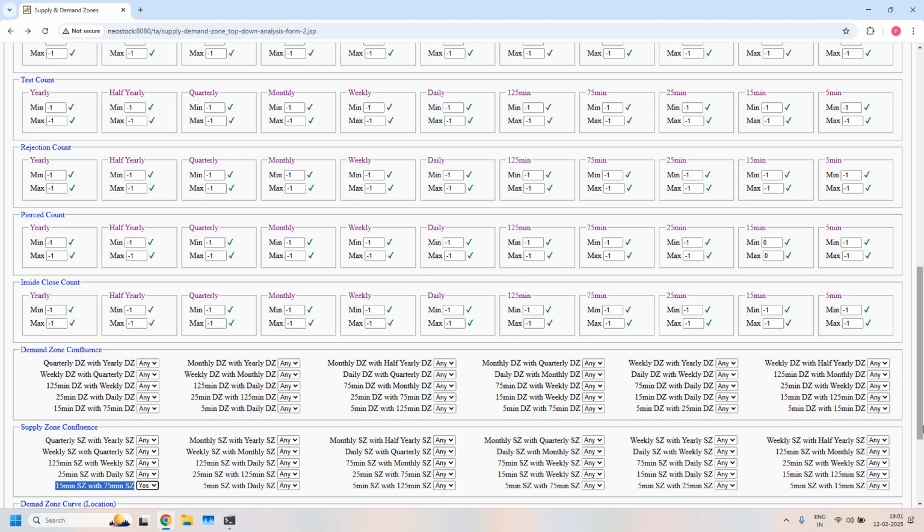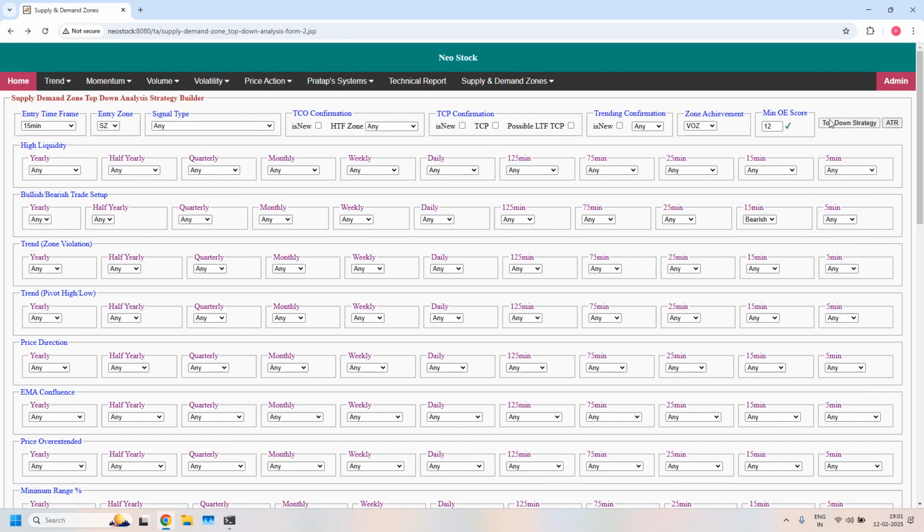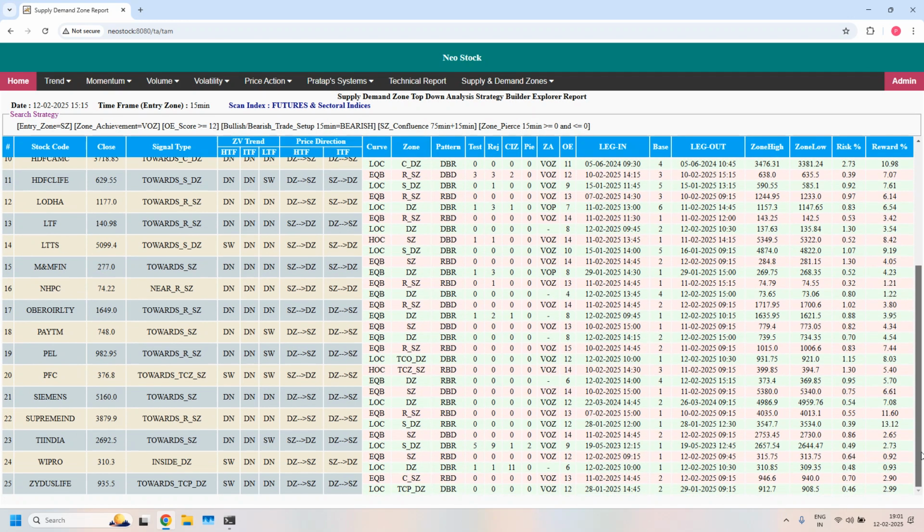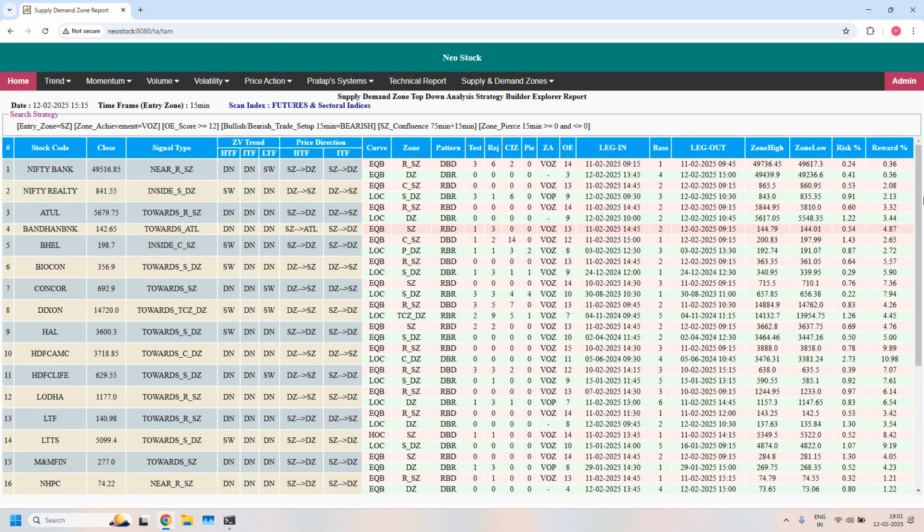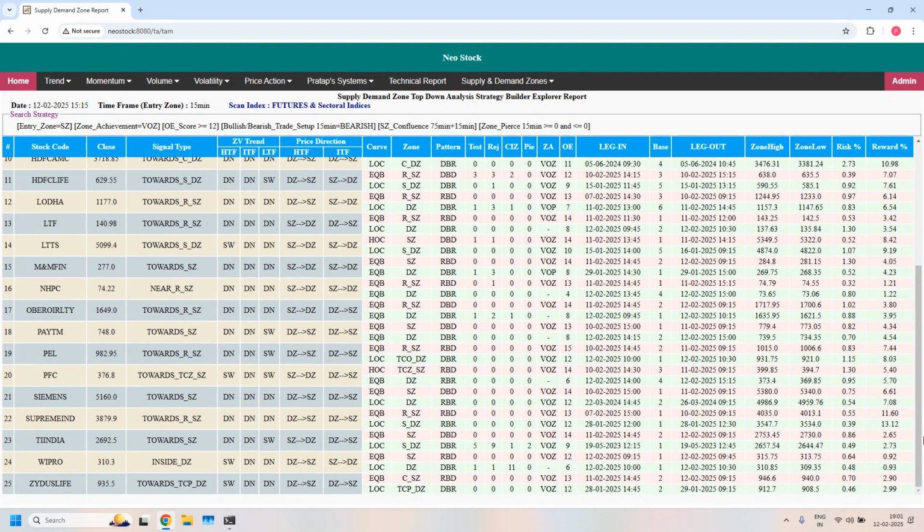So enable the filter. With this filter, we got 25 stocks out of 26. That means all these 15 minutes supply zones are overlapped with 75 minute supply zone in all these stocks. Let me scroll the list down. This is LTF, ITF supply zone confluence.